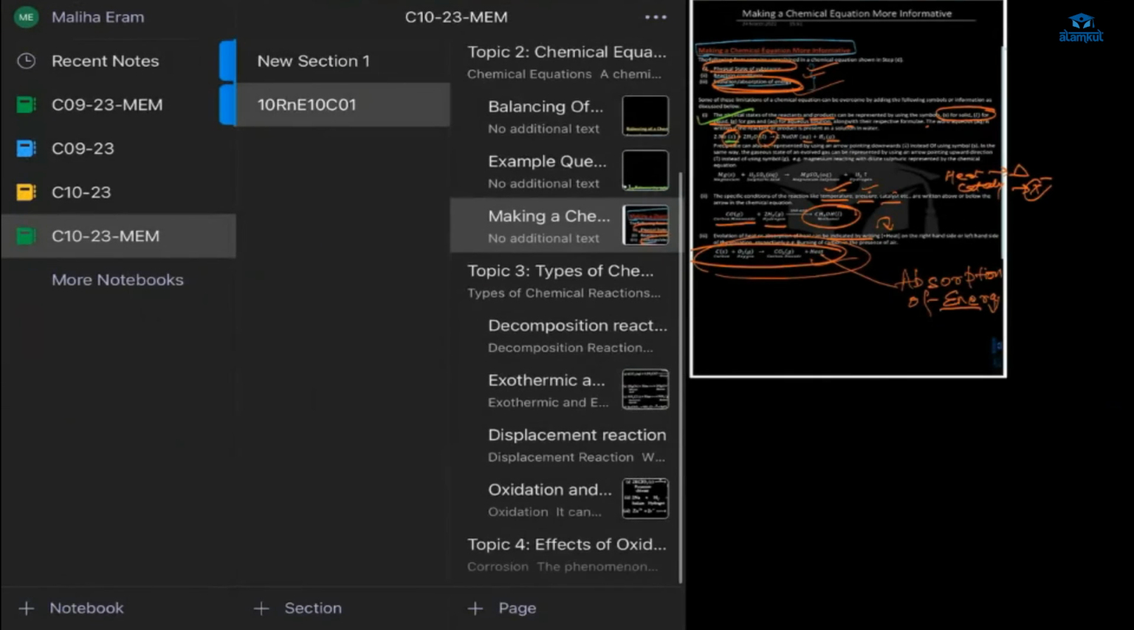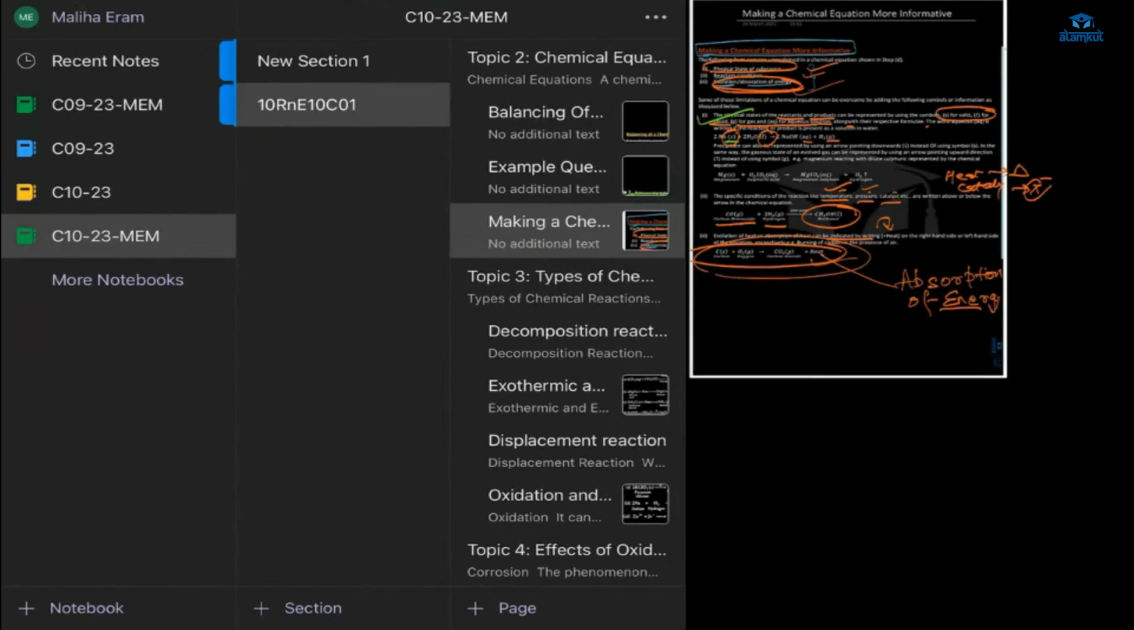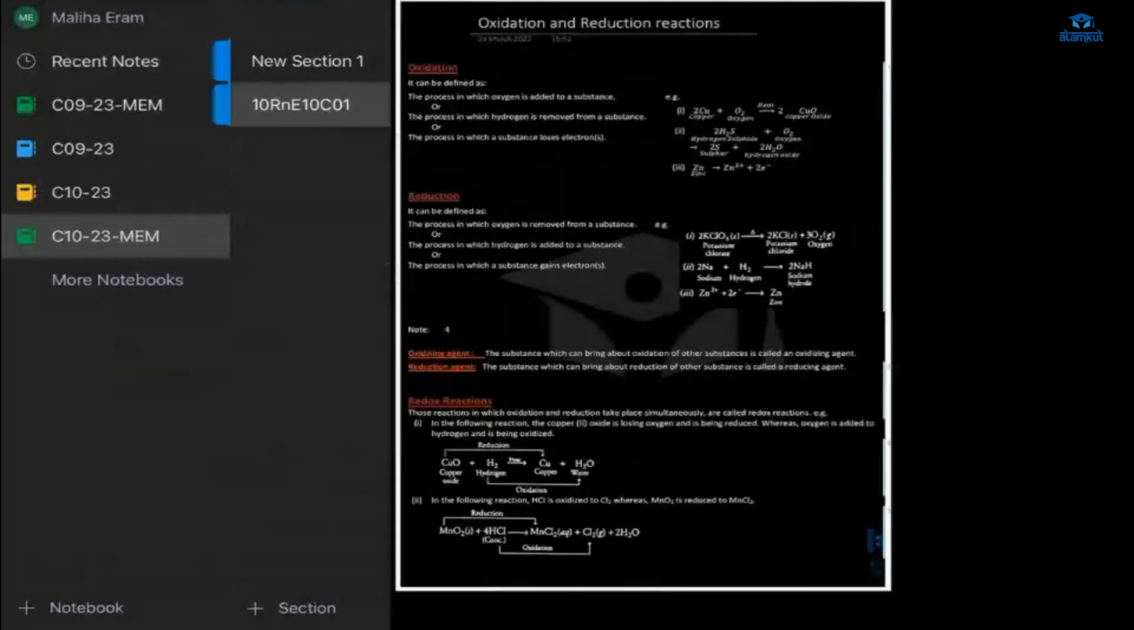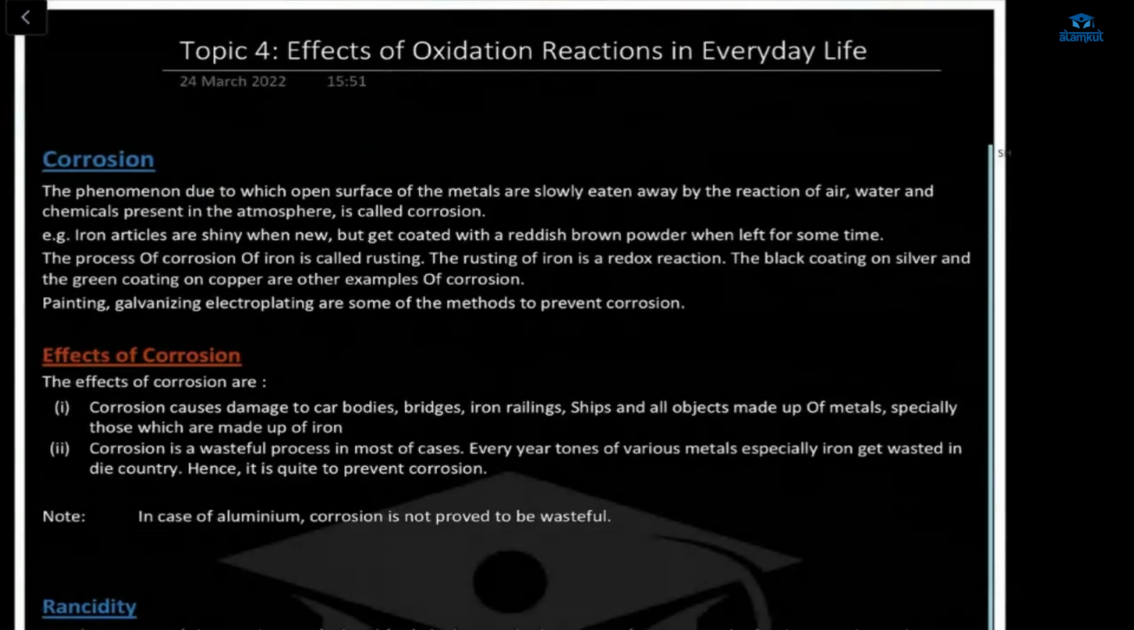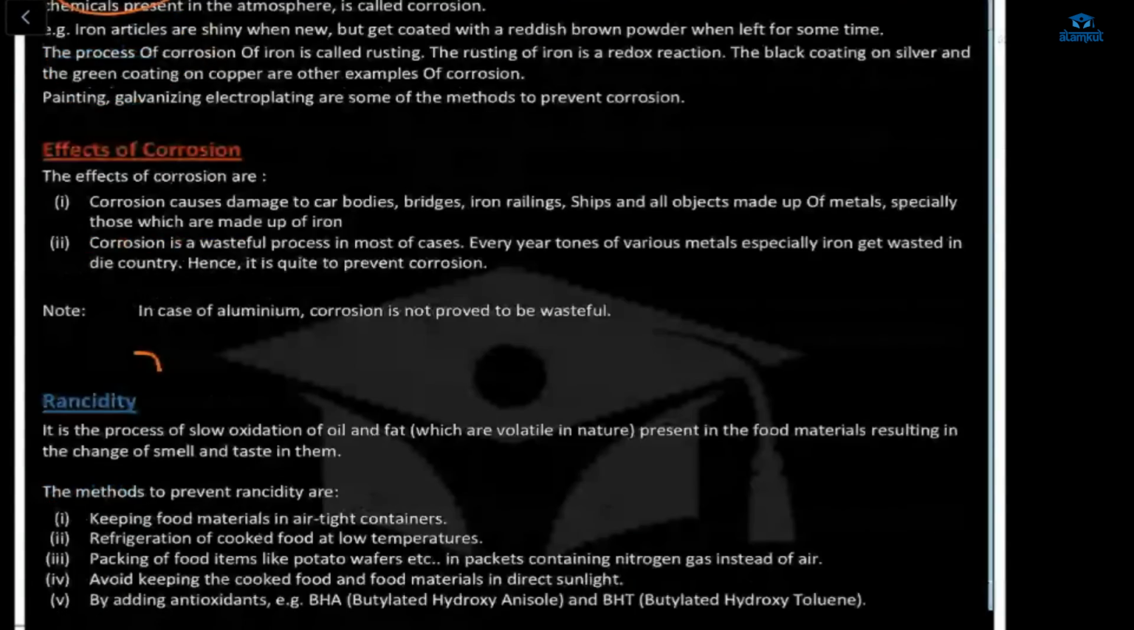In the next class, we will learn about oxidation and reduction, and the last topic, corrosion and rancidity.